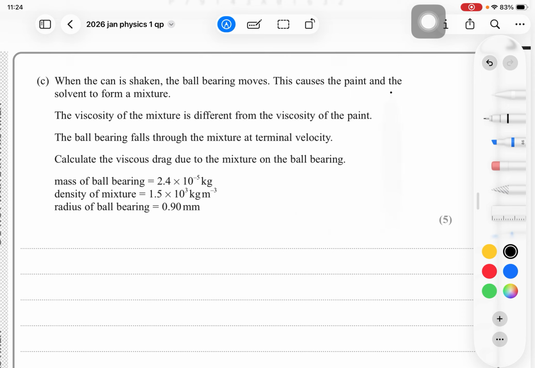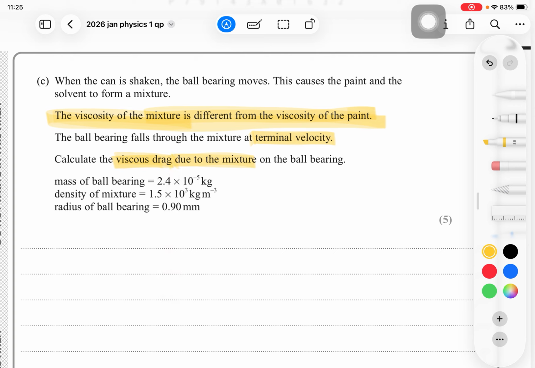This causes the paint and the solvent to mix. The viscosity of the mixture is different from the viscosity of the paint. This is an important piece of information. The ball bearing falls through the mixture at a terminal velocity. Calculate the viscous drag due to the mixture on the ball bearing.